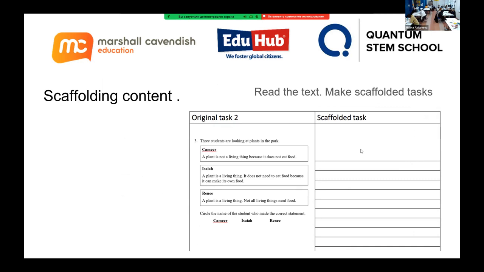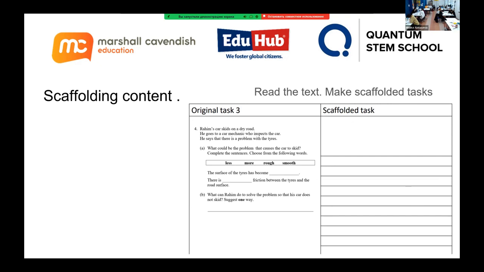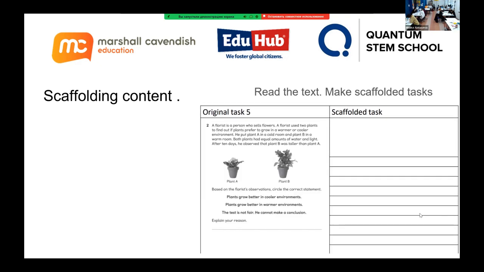So you have different tasks here, and you have to change them. You have to change it, make it a simple task. This is the original. You have to read, understand, and rewrite it as a simple task. You have to create a task that is easier. You can choose, you have many options, so I have given 5 different ones.